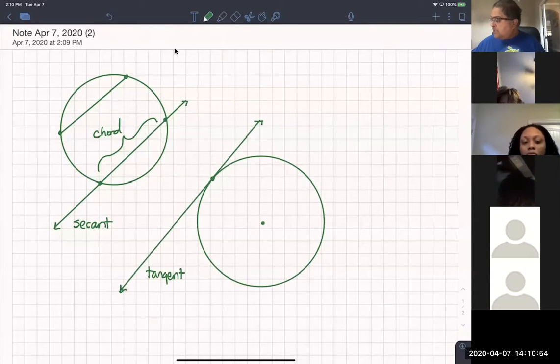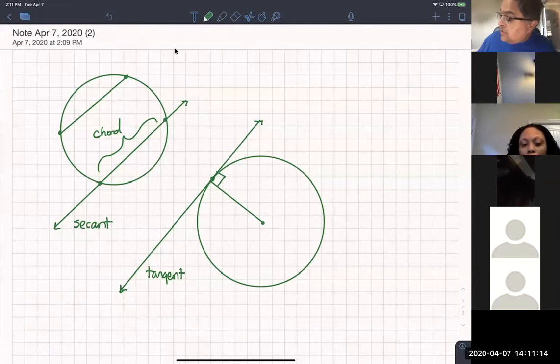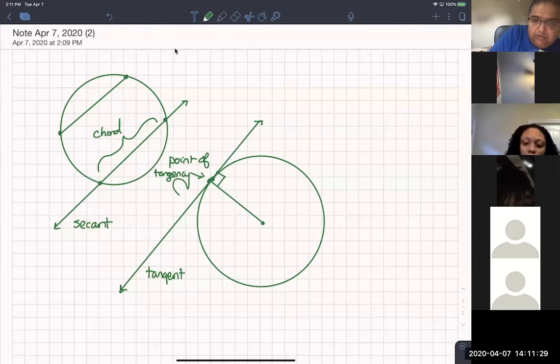All radii and diameters that intersect a tangent form 90-degree angles. And the point where the tangent intersects the circle, that 1 point, is known as the point of tangency. So the radius and the diameter are perpendicular to a tangent at its point of tangency.